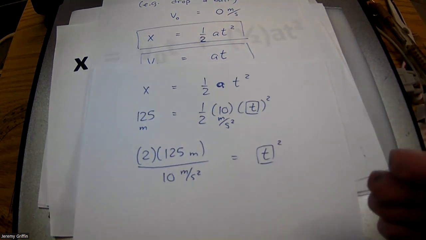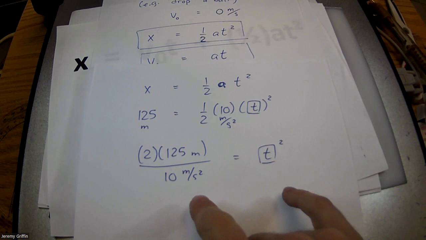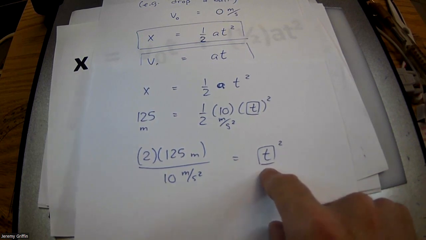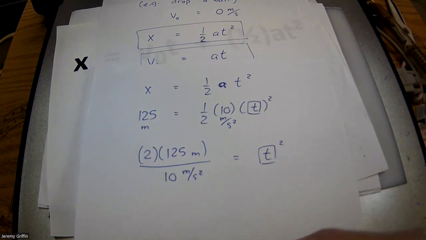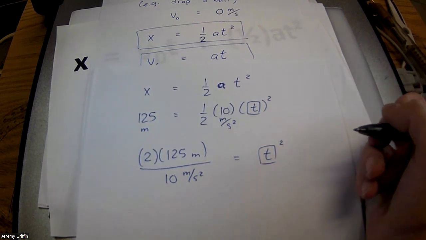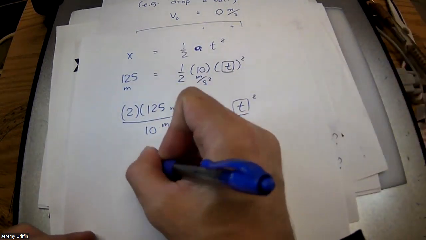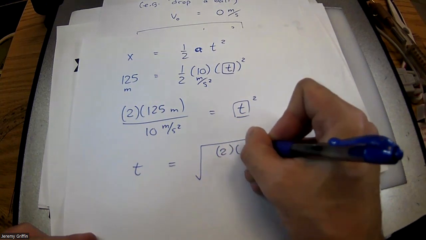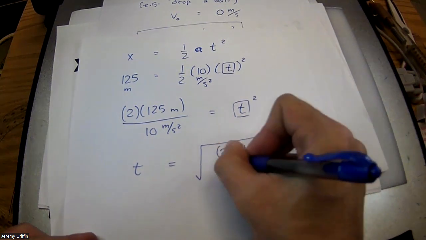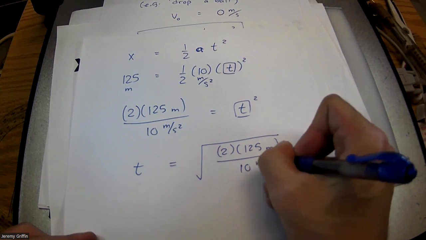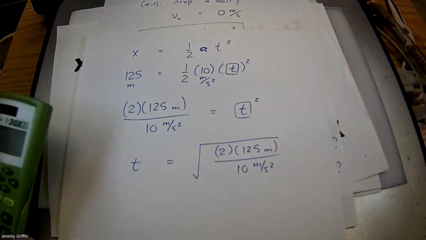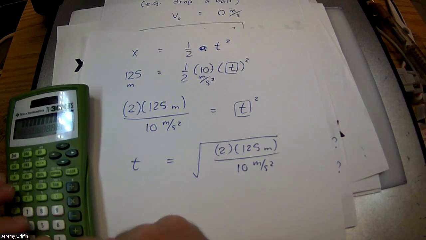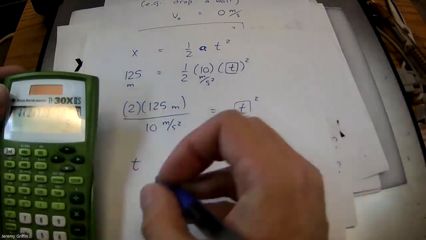Now I'm one algebra step away from getting the answer. What's the last algebra step? How do you extract t from a square? You have to take the square root, right? Can you guys say that time is the square root of all this fun stuff? 2 times 125. Or if you just wanted a hard number for that, you could have done that first. But okay, so what's the square root of 2 times 125 over 10? That is 5.